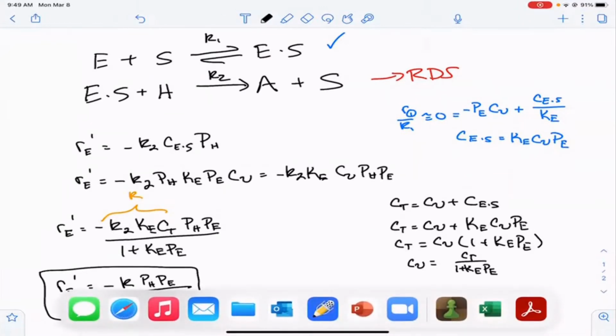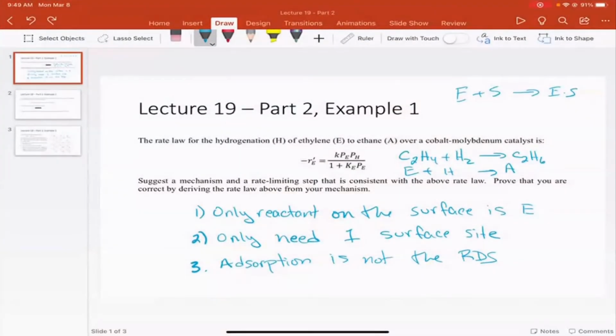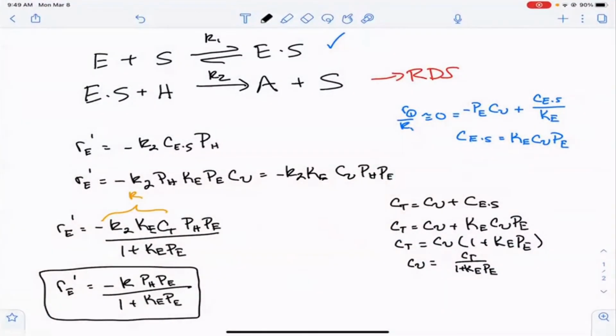And if we go back to our example statement here, that's exactly what the rate law was. So what we tried to do in this very first example was to look at the rate law and try to figure out what we know about the reaction from it. Then we proposed a mechanism, and then we went through the math to show that our mechanism is correct. Okay, so before we move on, does anybody have any questions about this particular example?